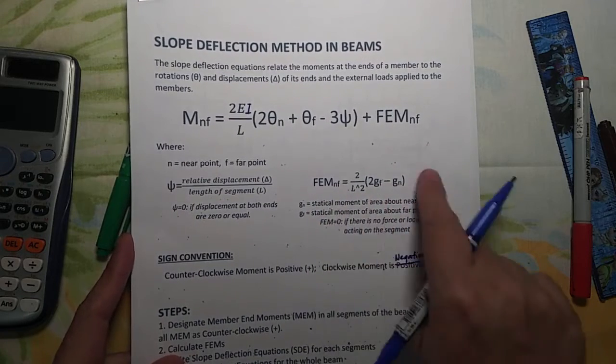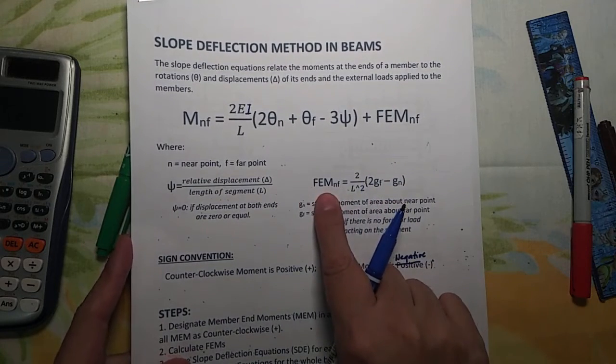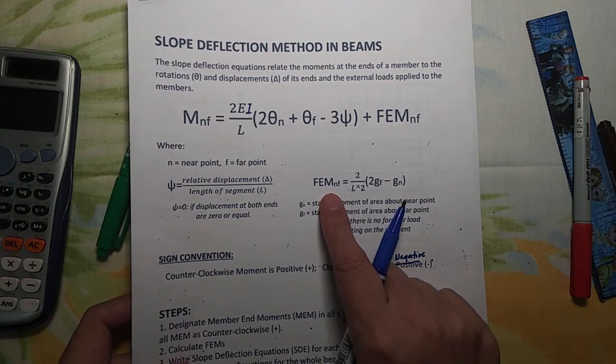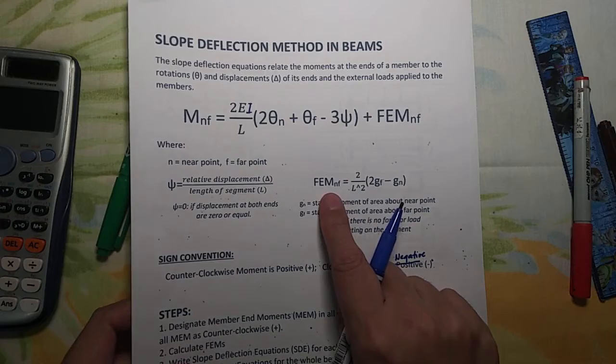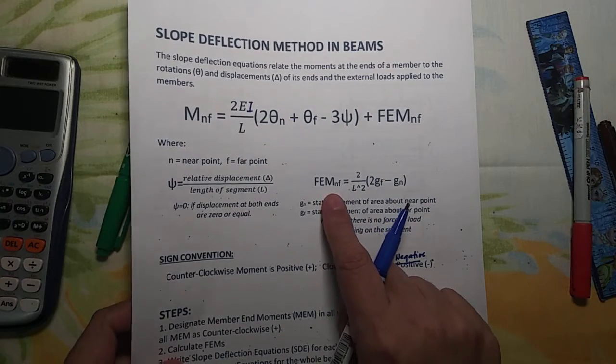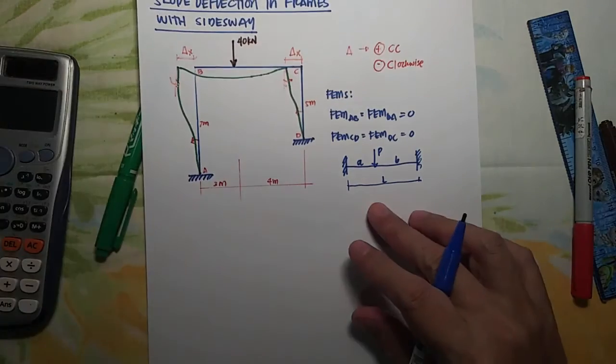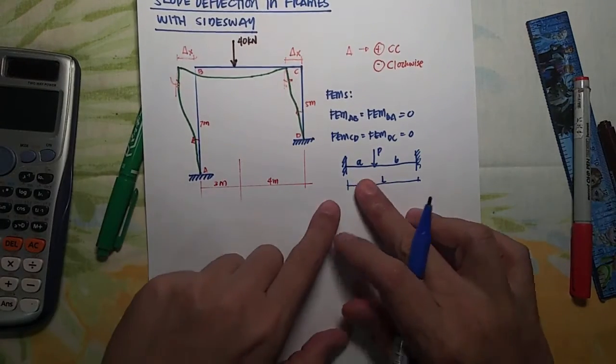So we can use this equation to solve for the fixed end moment. Or if you want, you can also use any of the classical methods that we have learned for indeterminate beams to solve for the fixed end moment. Okay, so for this case, I'll just give you the formula for the fixed end moment.